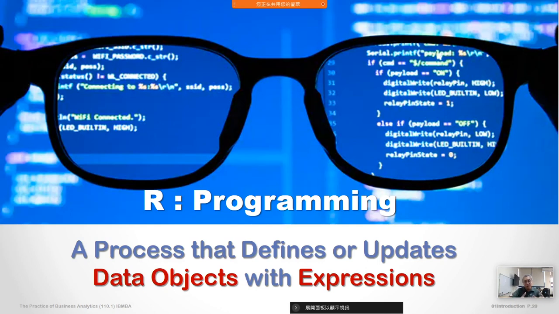And you can put the data object in an expression. I'll explain what an expression is later, right? So programming in R is just like defining and updating data objects with expressions. Let us go into RStudio so we can explain this concept better, okay?